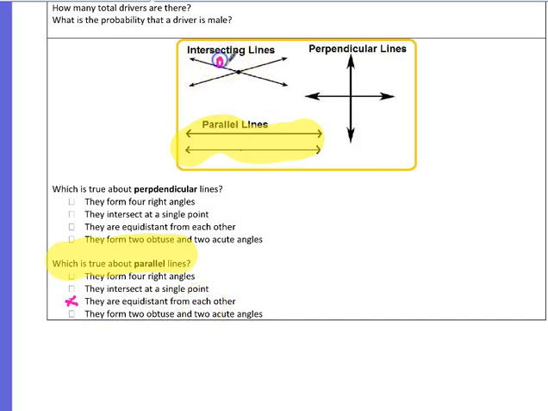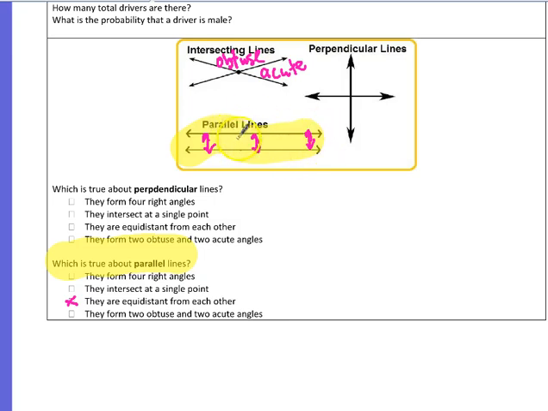That's this one. This one forms 2 obtuse and 2 acute angles. Okay, intersecting lines make 2 obtuse and 2 acute angles. So the only thing of these that's true about parallel lines is that they're equidistant, because the distance between them is always equal. All right, and now these 2 pages are finished.